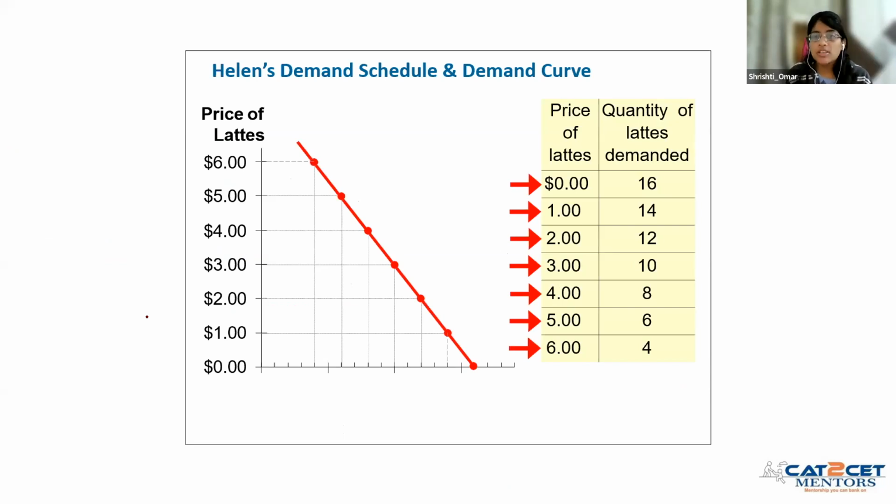When the price of lattes is 0, the quantity of latte demanded is 16. As and when the price increases, the quantity demanded falls. As we talked about the law of demand, price increases result in lesser quantity demanded. So this is what I have drawn in the previous graph, and this is how it looks.